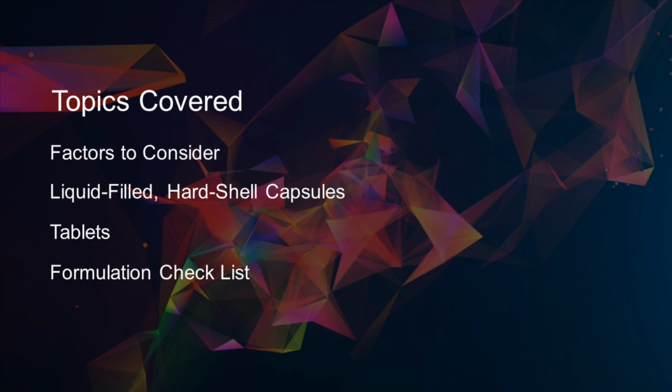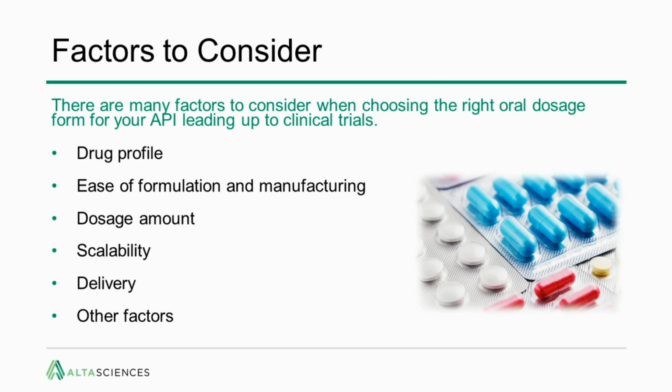I'll pass it on to Scott now, who will start off by discussing the factors to consider when choosing the optimal dosage form. So there are a lot of factors to consider when choosing the right oral dosage form for your API. Some of the factors are the drug profile, the ease of formulation and manufacturing, the dosage amount, the scalability for the manufacturing process, the delivery, and there are some other factors as well.